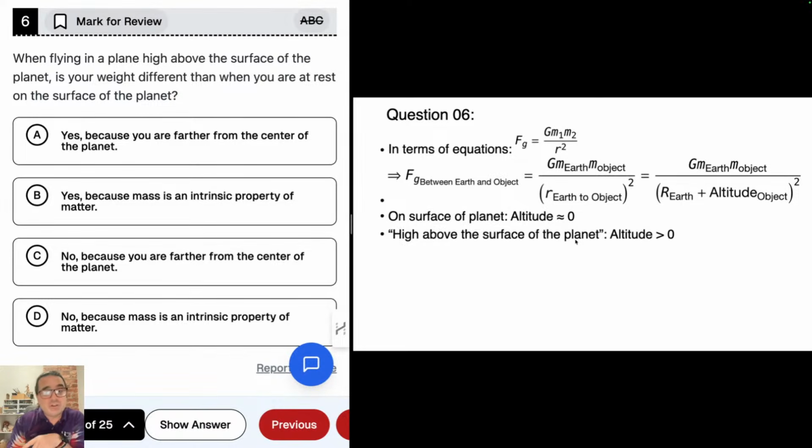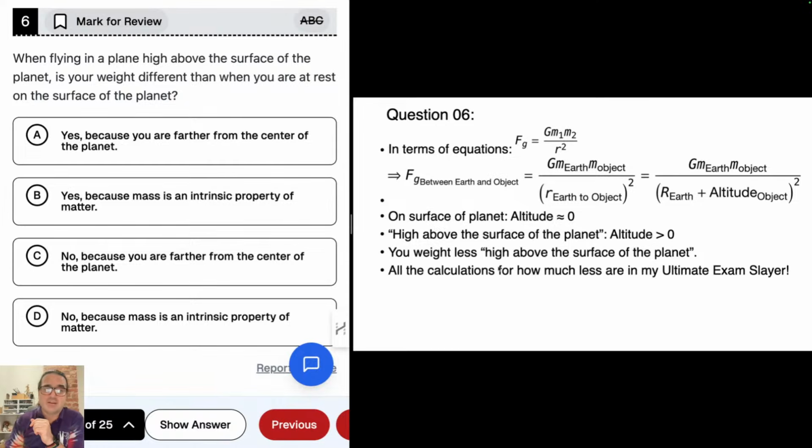So on the surface of the planet, your altitude is roughly equal to 0. High above the surface of the planet, the altitude is going to be much, much greater than 0. Therefore, you weigh less high above the surface of the planet. It's a true statement. You weigh less when you are high above the surface of the planet.